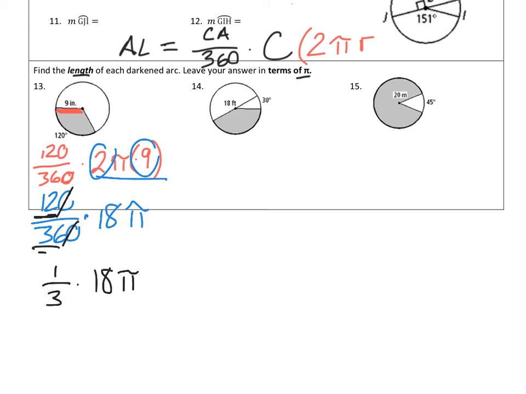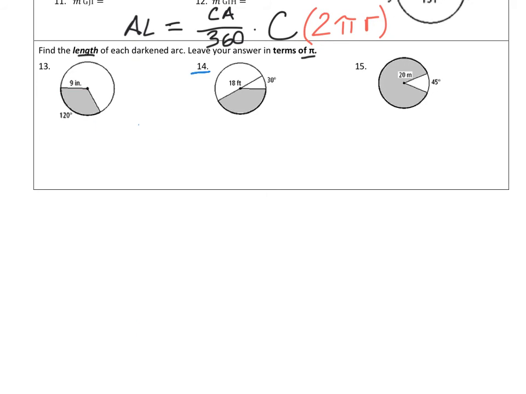pi. Now remember, when you're multiplying these fractions, technically it's 18 over 1. I'm just going to multiply straight across. So I'm going to have 18 times 1, which gives me 18, 3 times 1, which gives me 3, and I have pi. But I can reduce that to 6 pi.